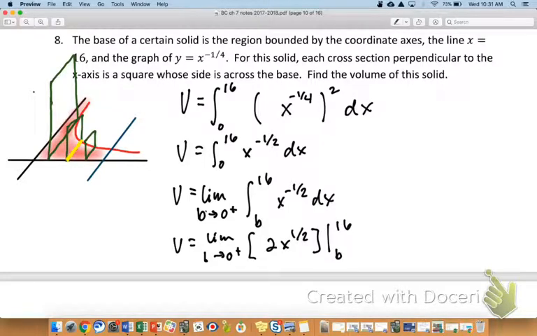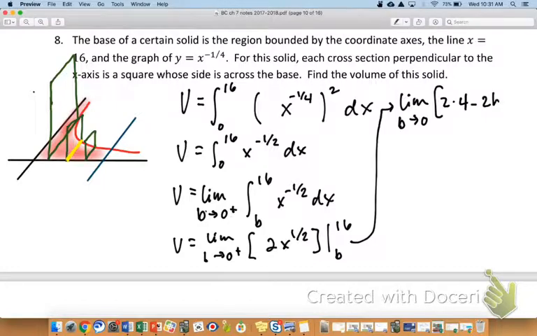From b to 16. And then we just get busy plugging in, and it's not so bad. The limit as b approaches 0, it would be 2 times 16 to the 1/2, which is 2 times 4, minus 2b to the 1/2. And now we try to apply our limit.